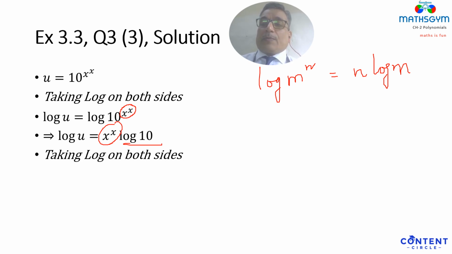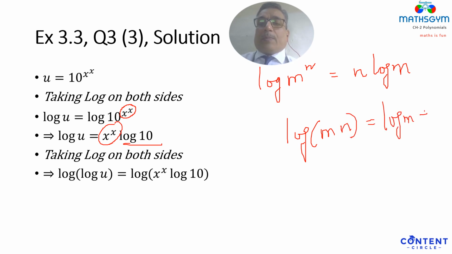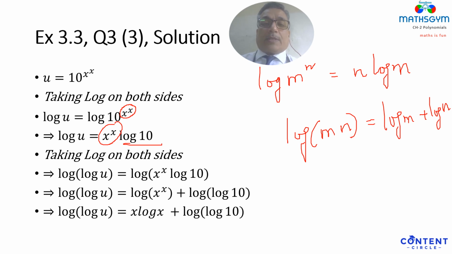So taking log again on both the sides, we get log of u is equal to log of x to the power x log 10. Applying the rule of log, some of the log rules you need to revise, so please take a look at the other lessons. Log of m into n is equal to log of m plus log of n, and that's what we are going to do. So we get log of u is equal to log of x to the power x plus log of 10. So log of u is equal to x log x, again applying the exponent rule, log of m raised to n, plus log of 10.